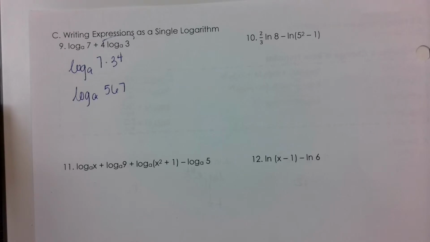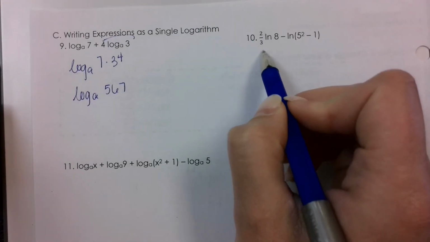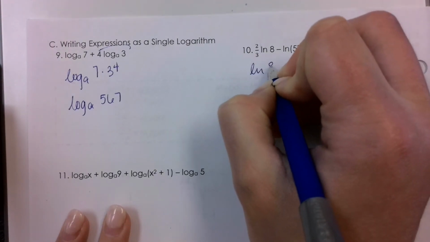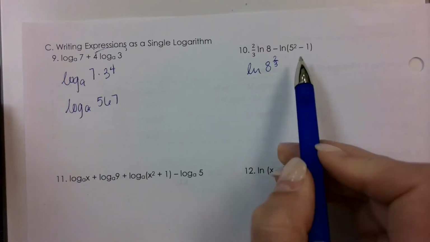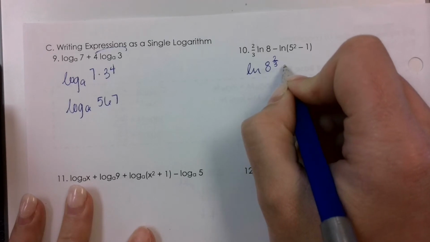All right, cool. So looking at number 10. We can go ahead and do what with this 2/3 exponent? Or 2/3 out front. Move it to your exponent. So you're going to have natural log of 8 to the 2/3. And then on the other natural log, we have 5 squared minus 1. Can we figure out what that is?